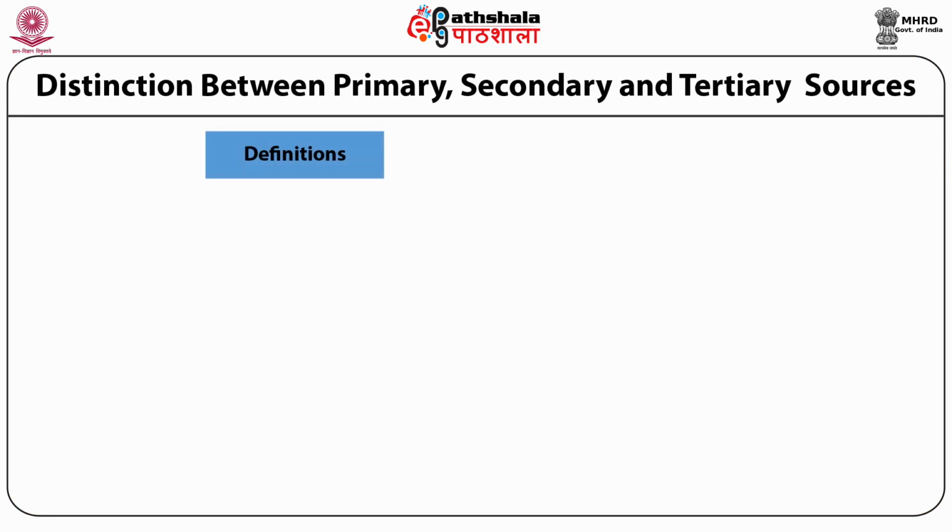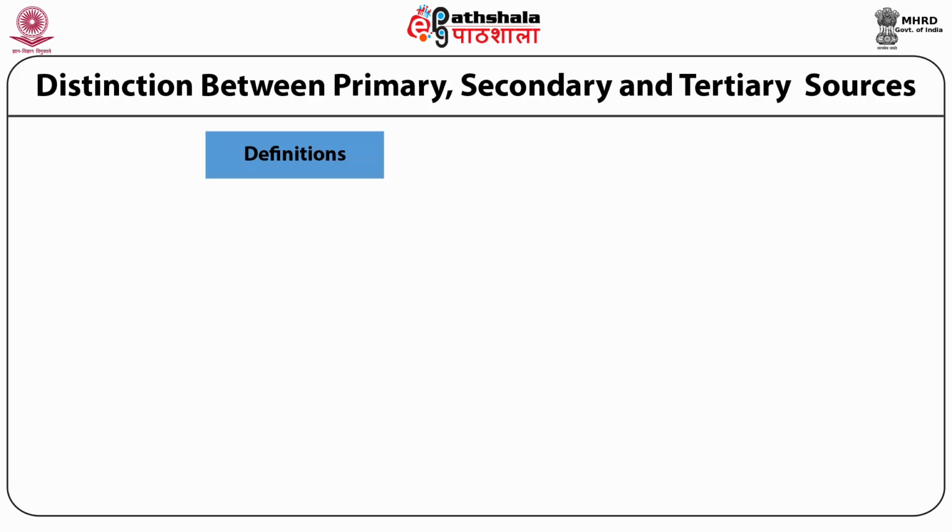Distinction between primary, secondary, and tertiary sources. Let's now see how primary, secondary, and tertiary sources are different from each other. The distinction between primary, secondary, and tertiary sources can be ambiguous and is not always clear. An individual document may be a primary source in one context and a secondary source in another. Depending on how and why it is being used, a secondary source may also be a primary source.